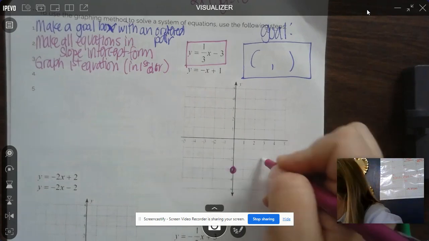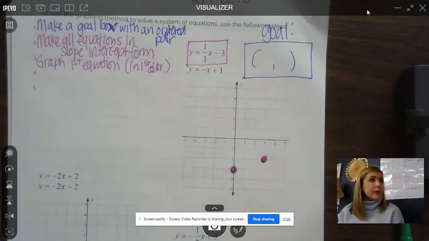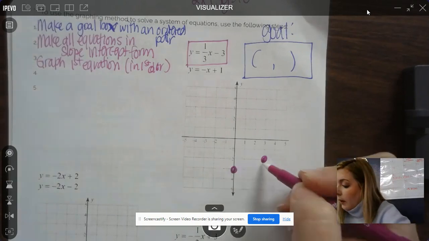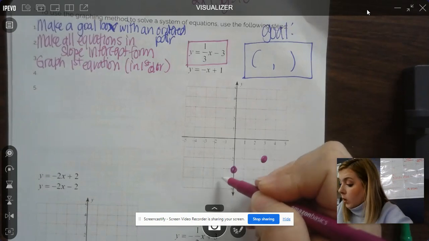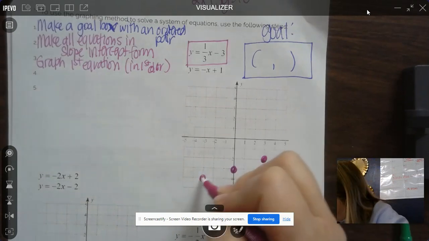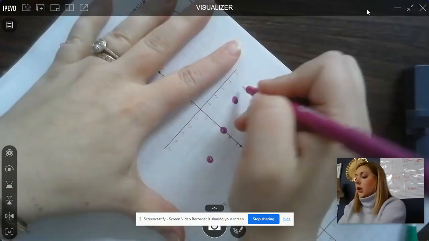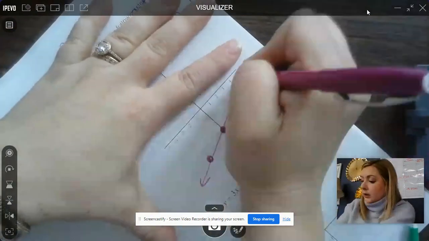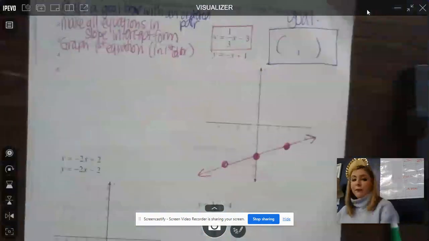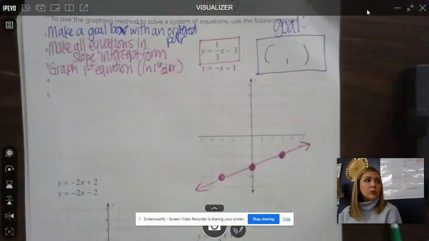Up 1, right 3. Now here's the thing with systems. We're trying to make these lines run into each other, right? So we want them as long as possible so that they can run into each other. So I'm going to say, well, I can go up 1, right 3. I can also go down 1 and left 3. I'm going to turn my paper. I'm going to extend this line. And I have that first equation ready to go. I'm going to put that color down when I'm done. And I'm going to grab my second color.